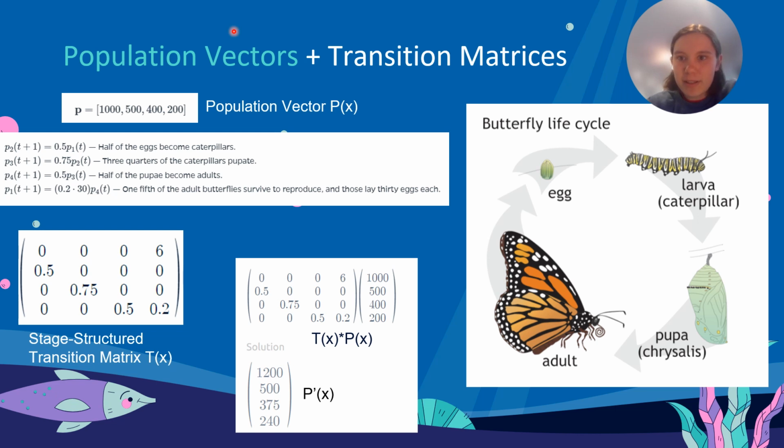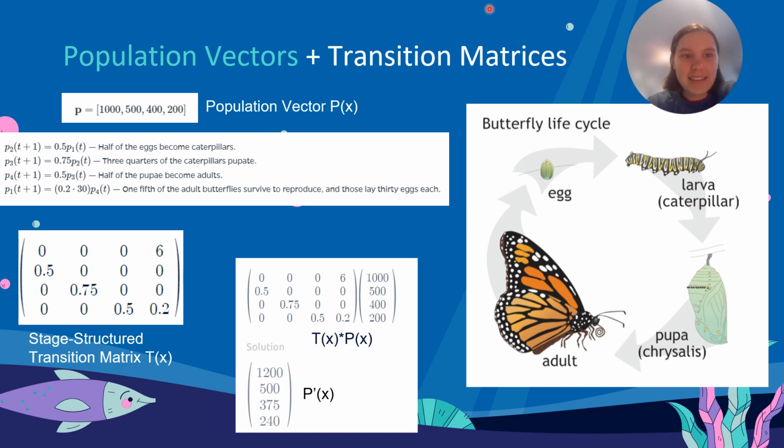The matrix we put together, T of X, is broken down into eggs, caterpillars, pupae, and adults, in that order, going across the columns and rows. So this is eggs, this is the caterpillars, then the pupae, then the adults, and the same way going down the columns. We'll start in the second row, not the first, because it's a little easier to start there.